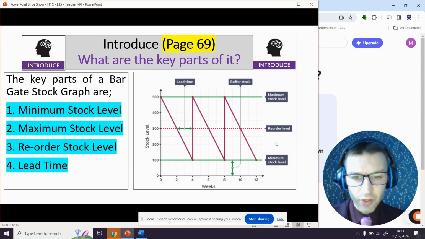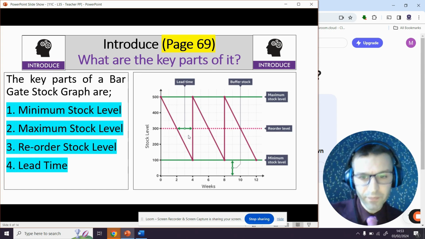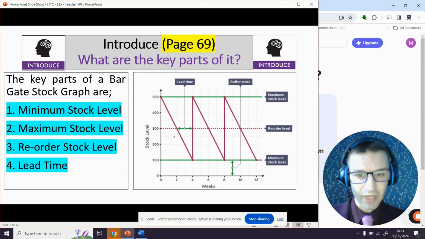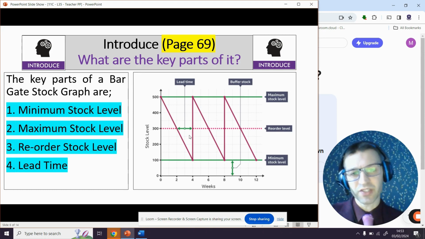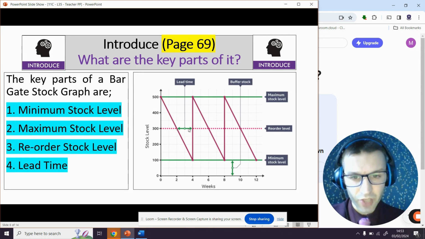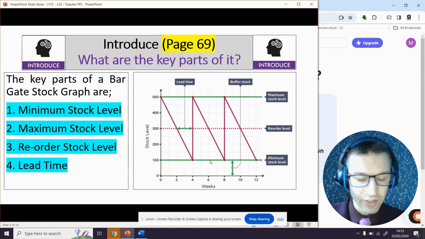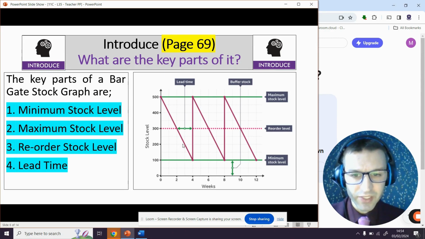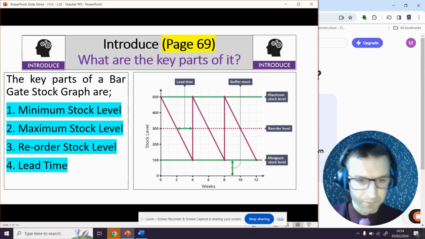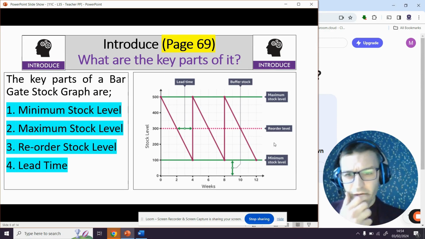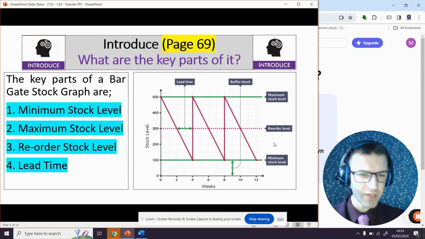The reorder level, that is the number of units they need to go down to. In this case, it's 300 before they put a new order in. So when the stock goes down to 300 units, their computer system will automatically reorder new stock. And then we've got the minimum stock level here, which is the lowest amount of stock that they will keep. In this case, it is 100 units. So they're the key parts of it, the bits you need to know. There's 4 or 5 different parts of a bar stock graph that you need to know about.